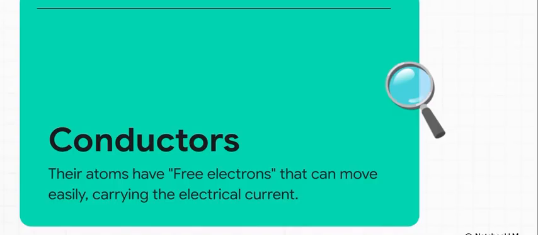So let's look at conductors first. Inside a conductor, the atoms have what scientists call free electrons. The best way to picture it is like a really crowded dance floor where everyone is just mingling and can easily move around and switch partners. These electrons are totally free to just hop from one atom to the next, carrying that electrical charge with them, almost like a wave passing through the crowd.